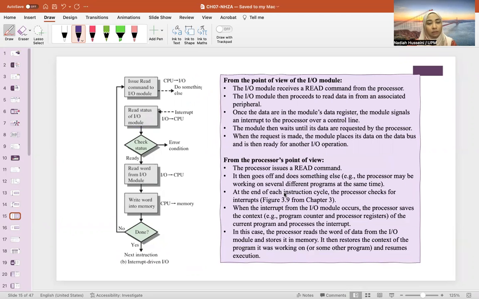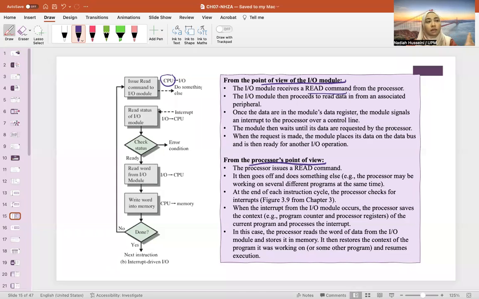Okay, so here is some explanation from the point of view of the IO module, and then from the processor's point of view. The IO module receives a read command from the processor. Over here, it was from the CPU, right? The CPU issues a command. The IO module then proceeds to read data from an associated peripheral. Once the data are in the module's data register, the module signals an interrupt to the processor over a control line. The module then waits until the data are requested by the processor.